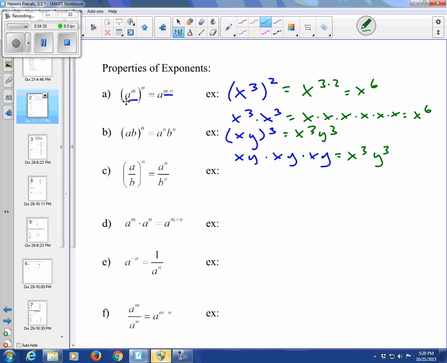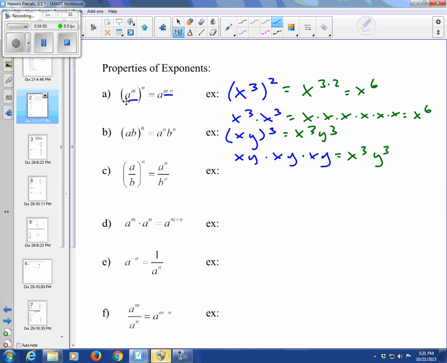Keep in mind, and I know I don't have to say this to you guys, but we know that (x plus y) cubed is not x cubed plus y cubed. We cannot distribute an exponent through addition or subtraction. Just want to point that out.